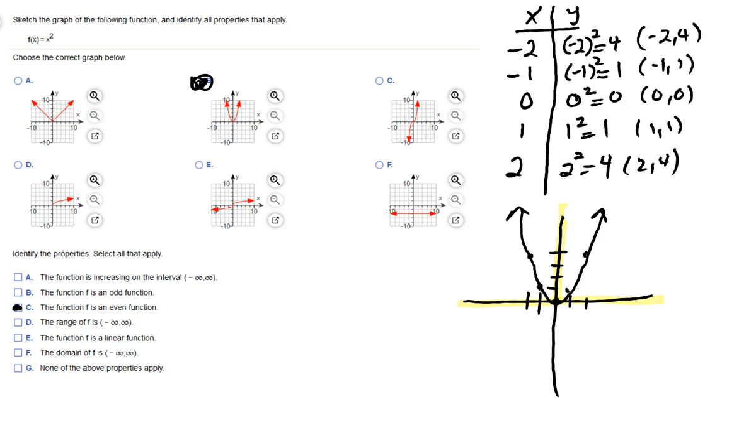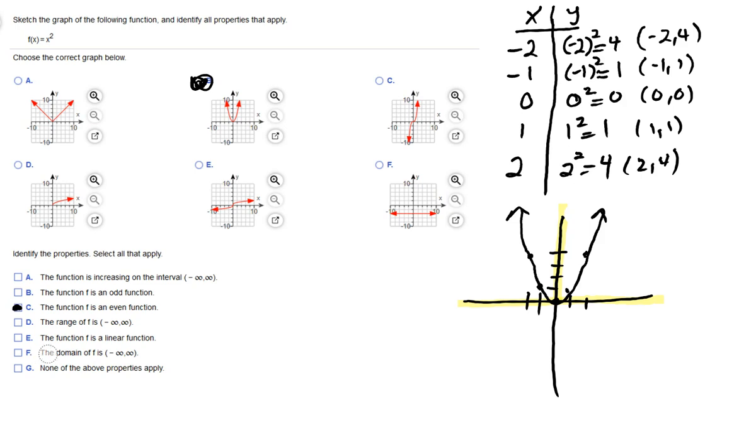The next one says the function is a linear function. A linear function is when your graph is a straight line, and this graph is a curve. So I would not select that statement.